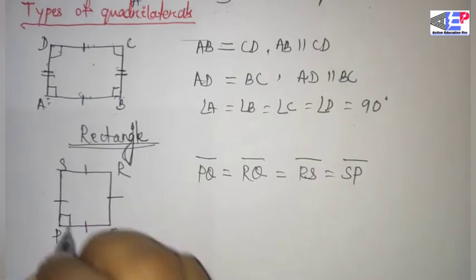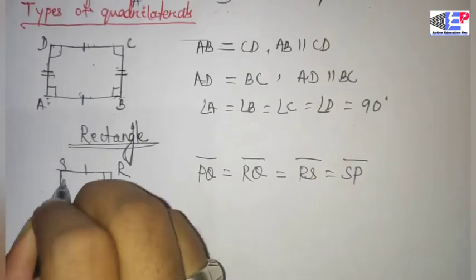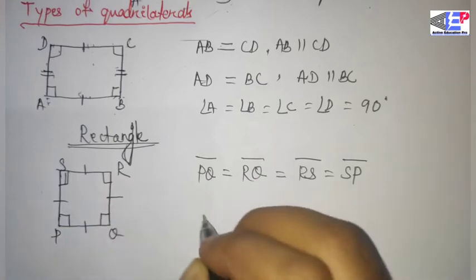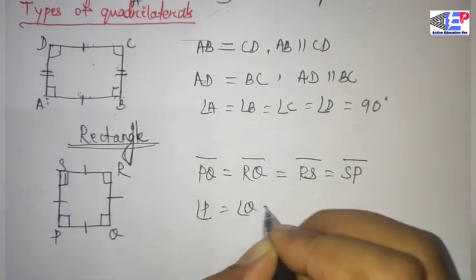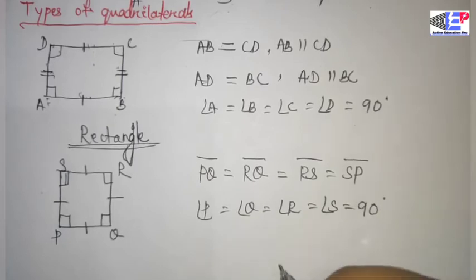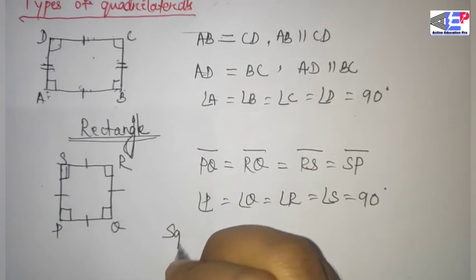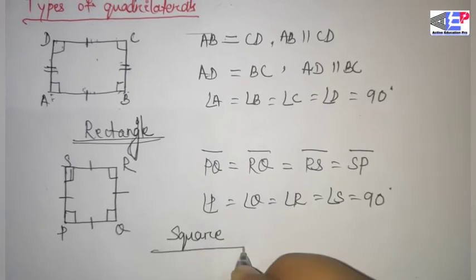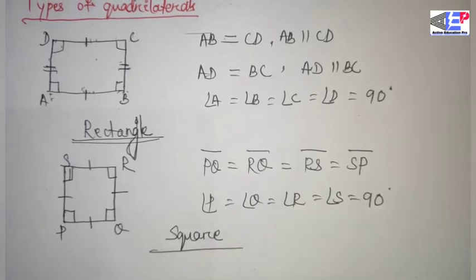And each angle is 90 degrees. P angle is equal to Q angle is equal to R angle is equal to S angle is equal to 90 degrees. And the name of this figure is square.